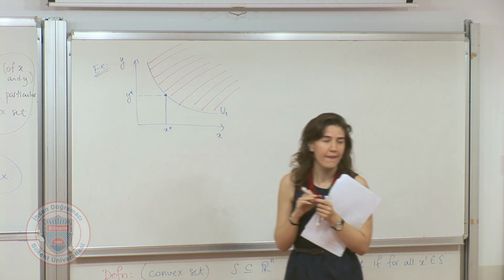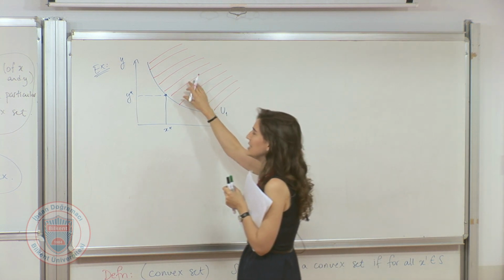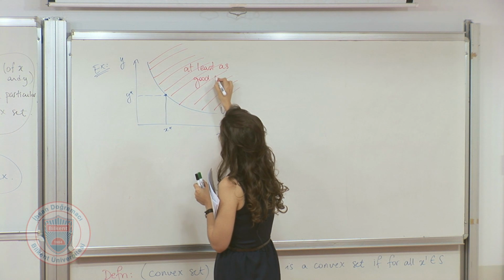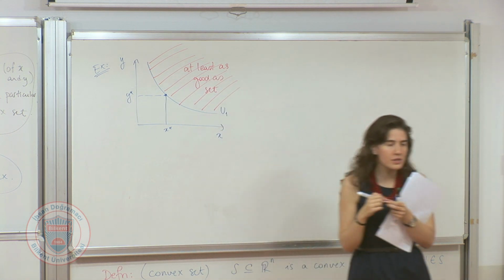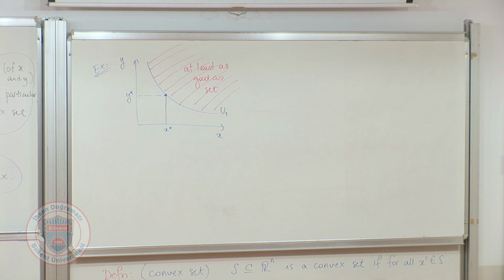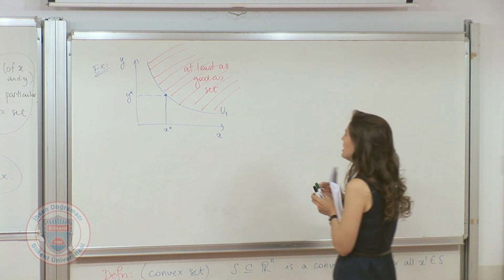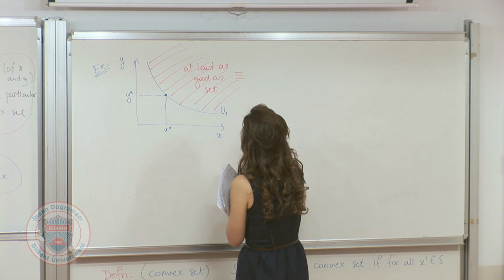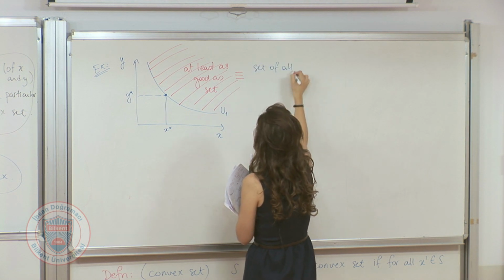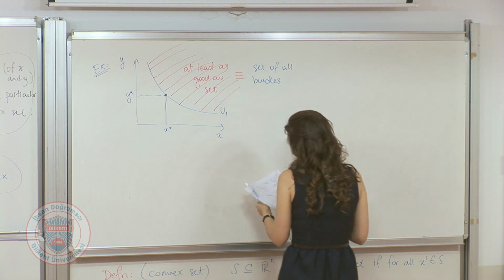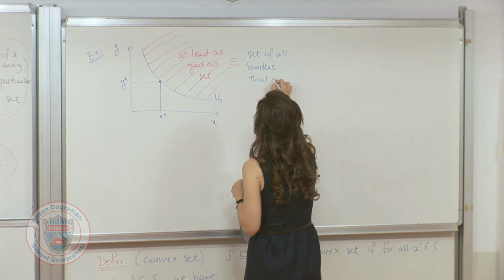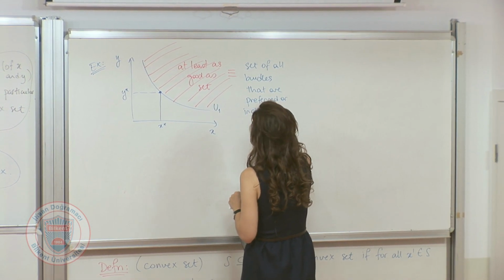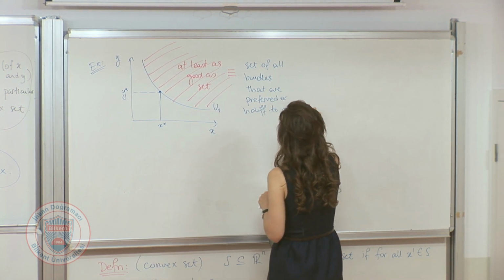This portion we call the at least as good as set. So what does it mean, at least as good as set? It's defined as the set of all bundles that are preferred or indifferent to x star, y star.